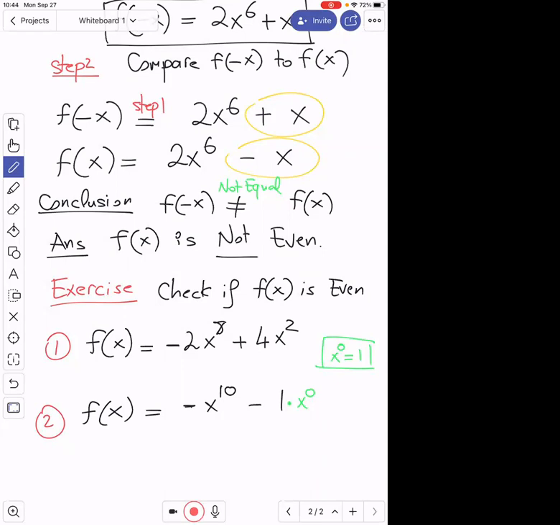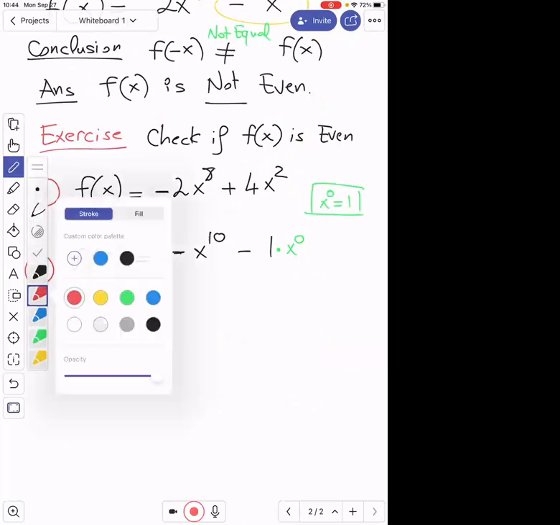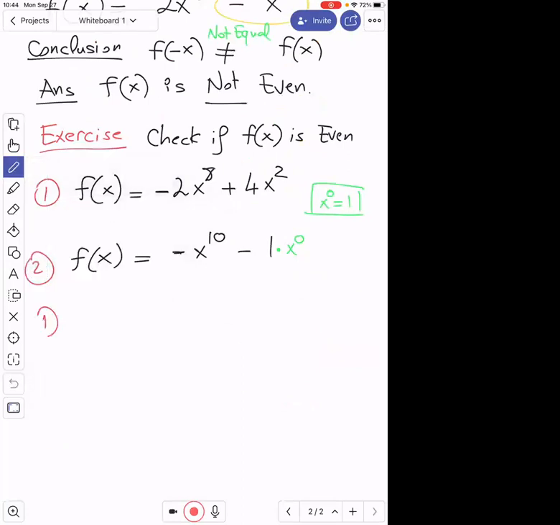All right, does anyone need more time? Okay, all right. So let's do this. For number one, if you want to guess the answer, you can just check the powers. Actually, all the powers are even. 8 is even, 2 is even. So the function f is going to be even. But let's do this following the 2 steps.